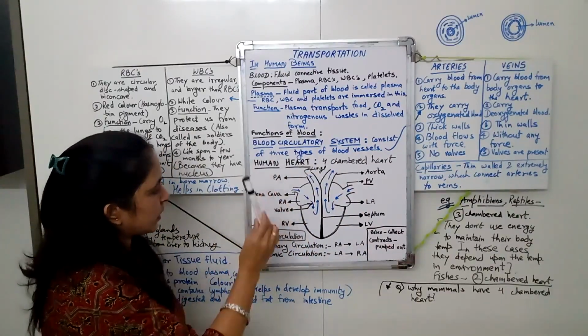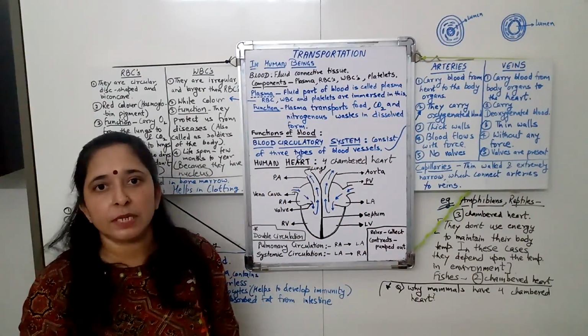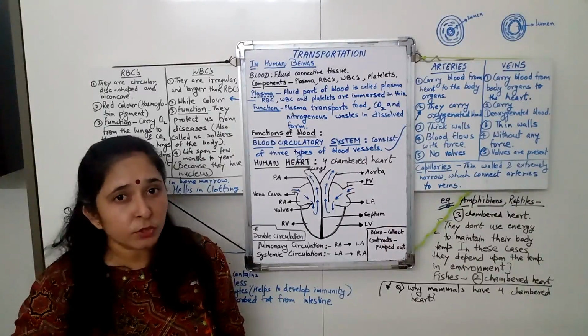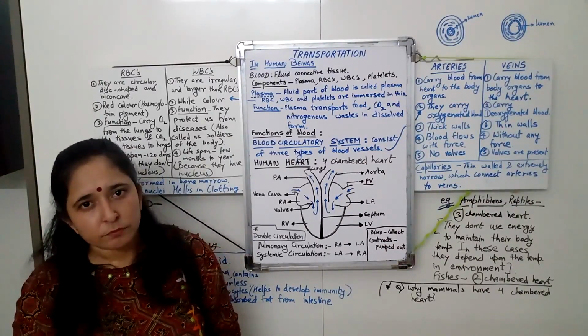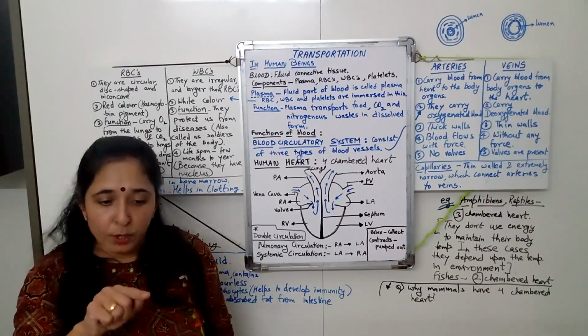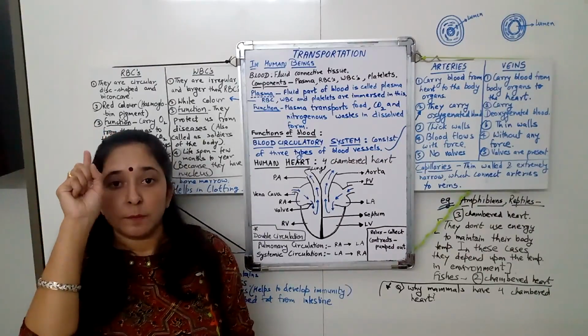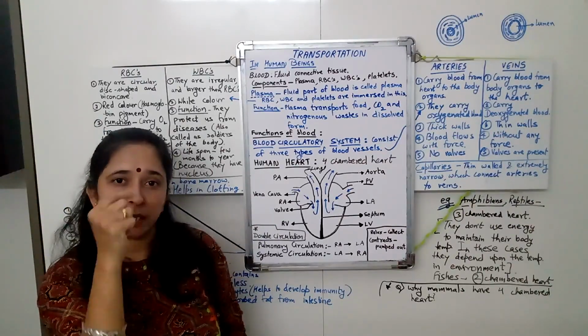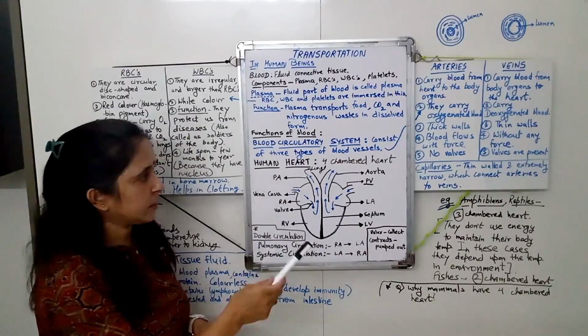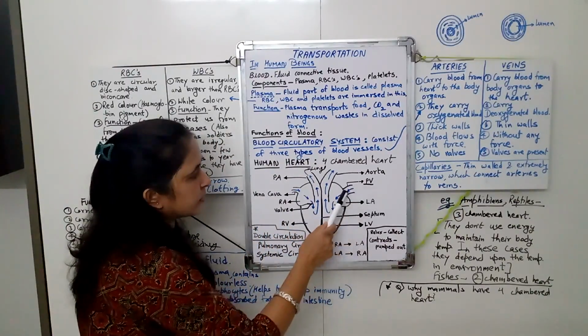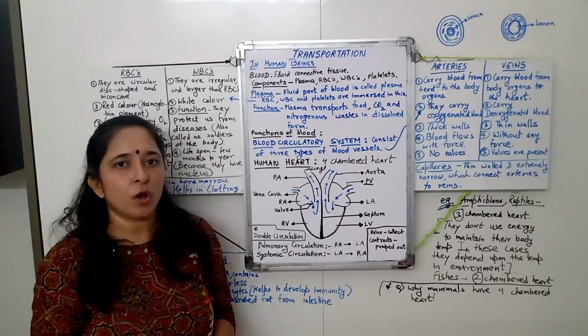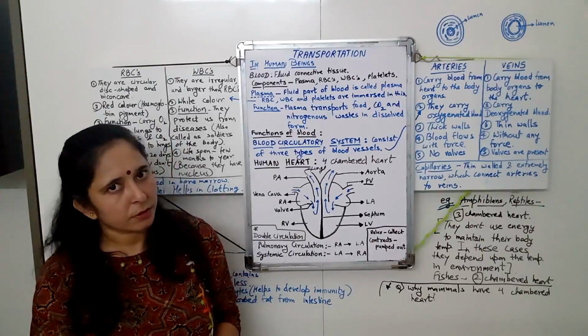In the human being, for 1 mark sometimes they ask, what is double circulation? Now what will you write? Double circulation means in one cycle, blood enters twice in the heart. You can see, one time here, second time here. That's why it is called double circulation.